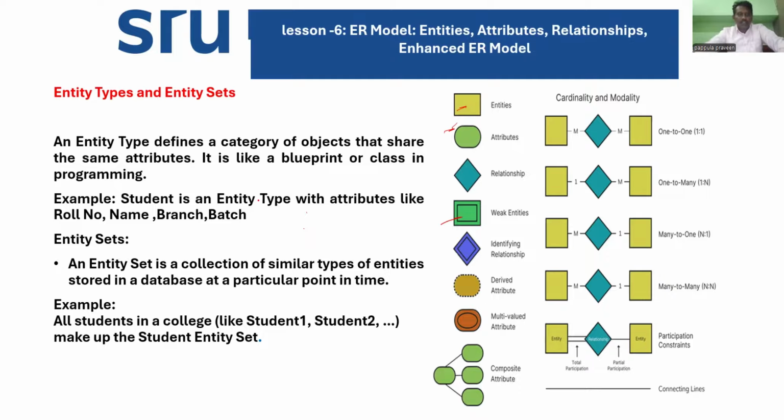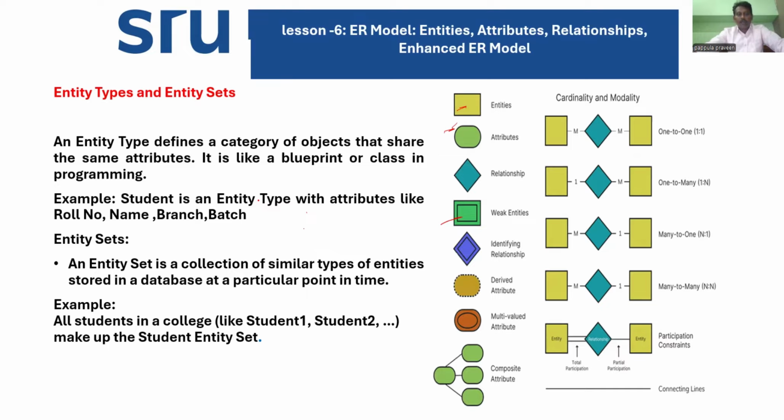Now coming to this one, an entity type defines a category of objects that share the same attributes. It is like a blueprint or class in programming. For example, student is an entity type with attributes like roll number, name, branch, and batch. Already we discussed in the previous slide that employee is an entity, and student is also an entity.